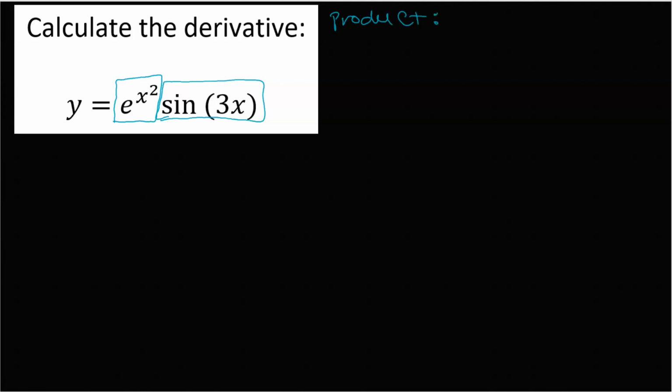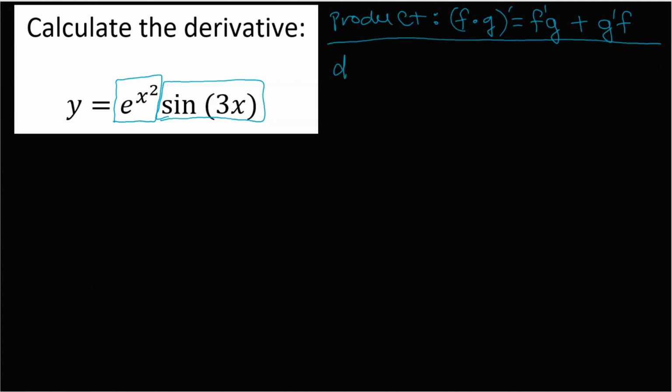The product rule says the derivative of a product is the derivative of the first function multiplied by the second plus the derivative of the second multiplied by the first. And that's how I remember that. And then each one of these has an inside function, so that would be the chain rule.